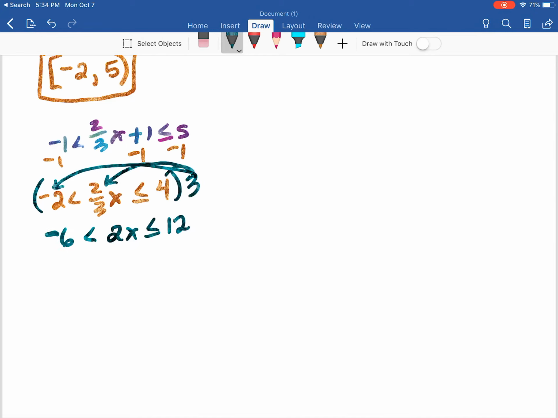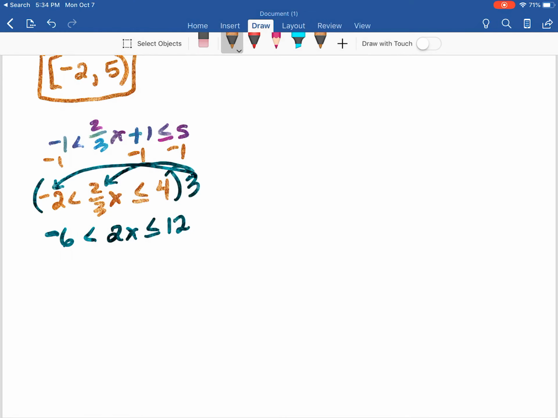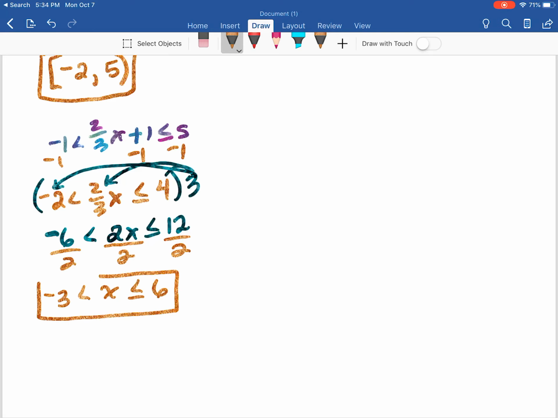All right, now it looks much nicer, right? We don't have any nasty little fractions. So now I'm going to just quite simply divide by the 2. And now that will give me -3 less than x less than or equal to 6. Isn't that much prettier? Now, this is our shortened condensed inequality.